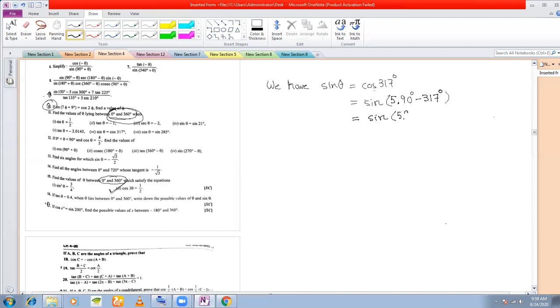Can I use 5 into 90 degree plus 317? Because in this quadrant, this is the second quadrant, right? In which sine is positive. Can I accept this angle? No, it is more than 360 degrees. So I cannot accept this angle. So therefore, this option is also out. And further, I think all the other options will be out. So my only solution is 5 into 90 degree minus 317 degree.